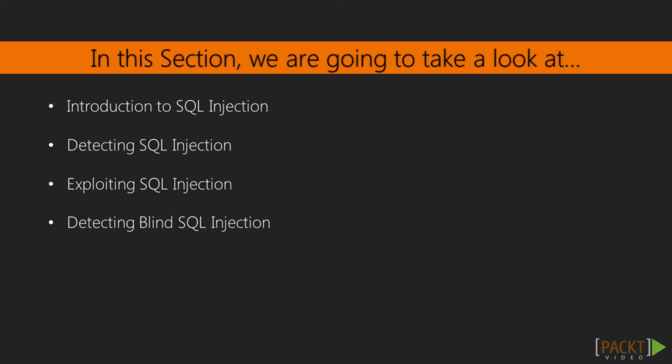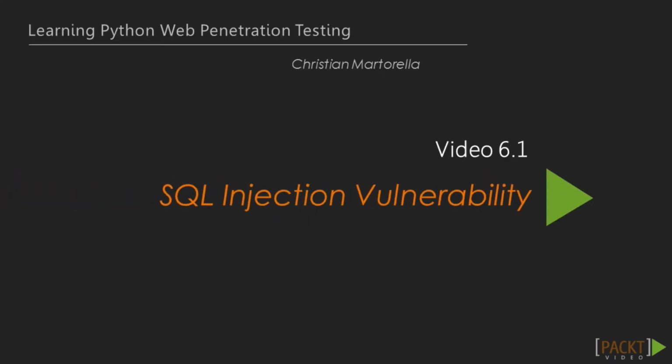Then, we are going to learn how to detect a SQL injection and automate it with Python. Then, we're going to see how we can exploit the detected vulnerability and automate the actions we want to perform. Finally, we're going to learn how to detect blind SQL injection. Now we move on to the first video of this section that introduces what is SQL injection vulnerability.